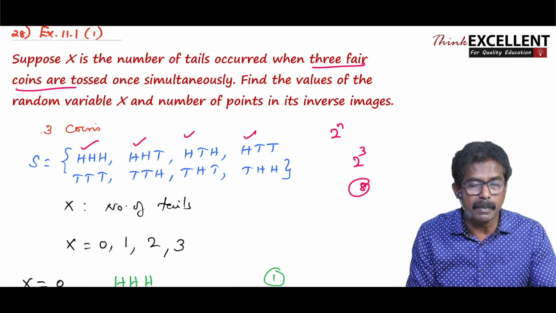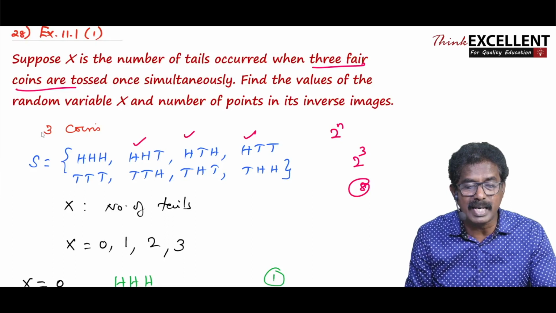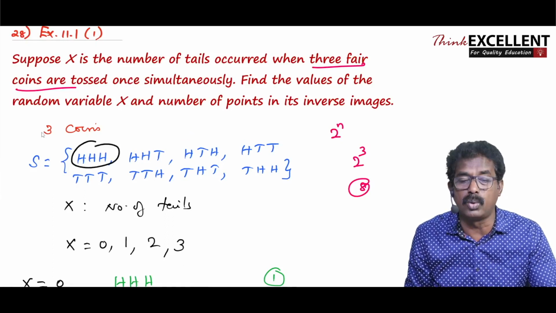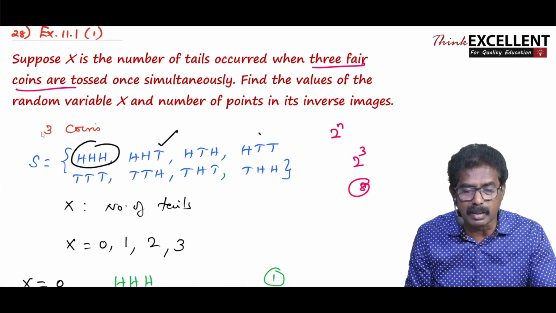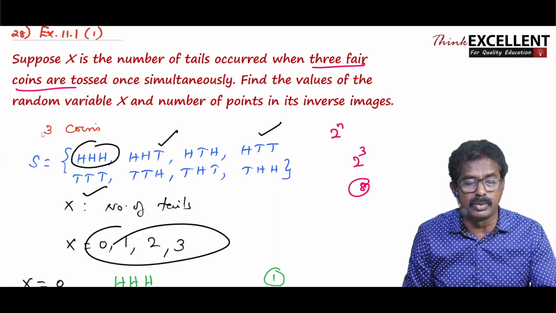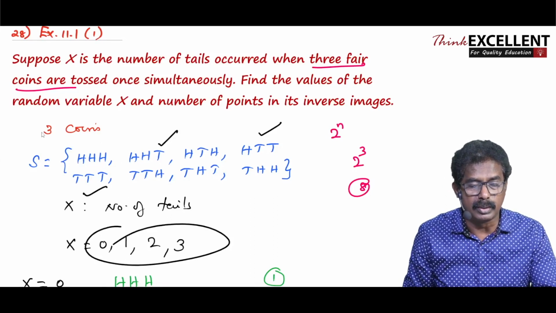And here X represents what? Number of tails. The number of tails may be even 0. Number of tails may be 1. Number of tails may be 2. Number of tails may be even 3. So X takes the values 0, 1, 2, 3.